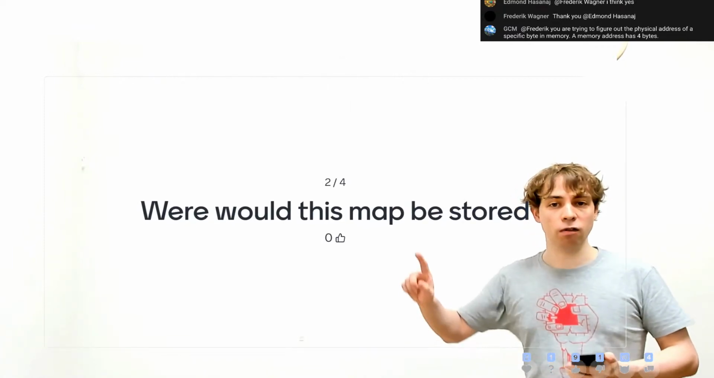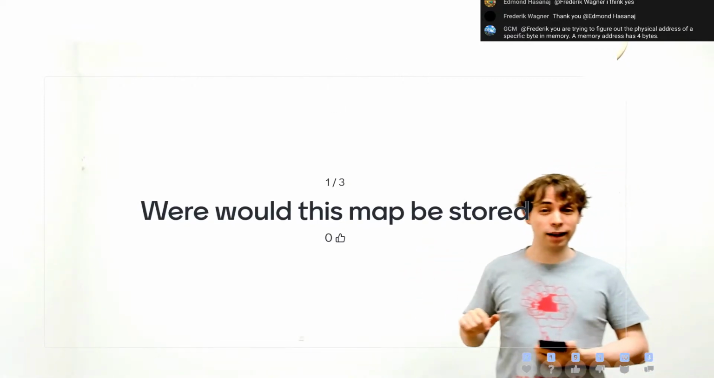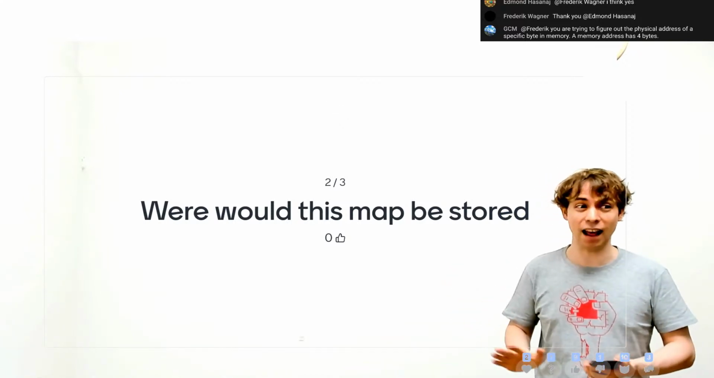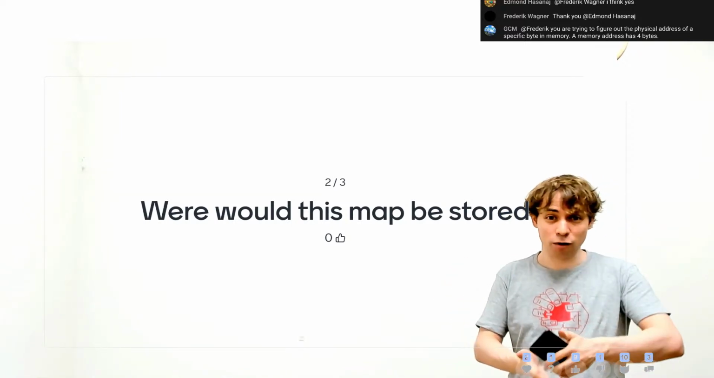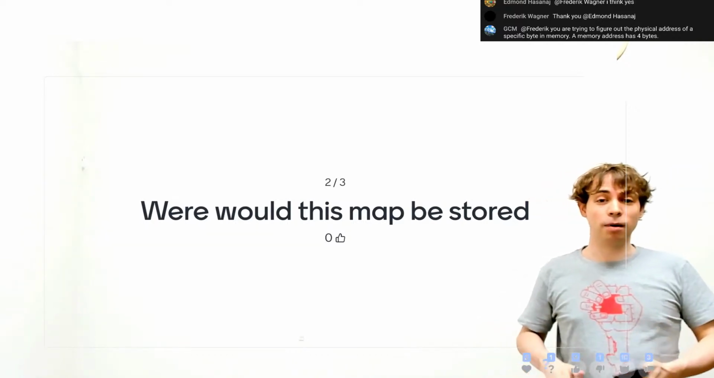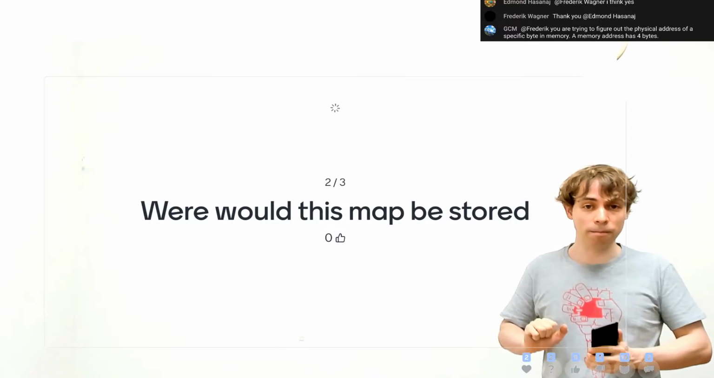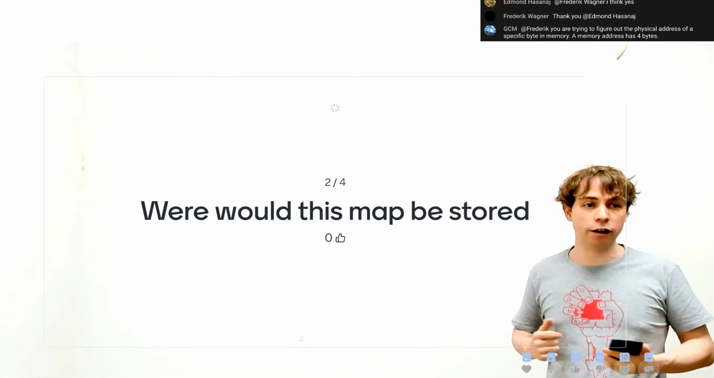Where would this map be stored? This map has to be stored in physical memory, and this is a problem of future us. We have to figure out how to store this, and this is not trivial because this map could grow arbitrarily large. But for now, let's assume that we figured out how to store this in physical memory, and just think about the overhead for now.